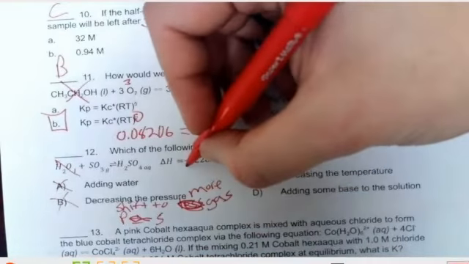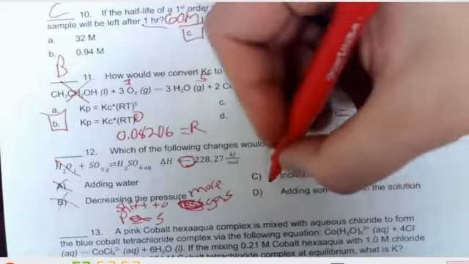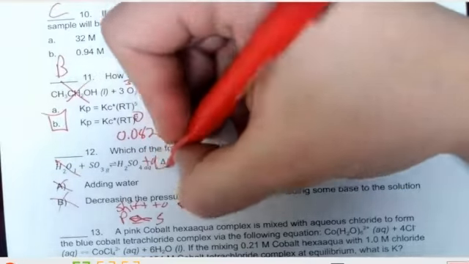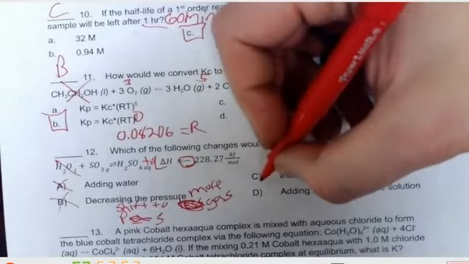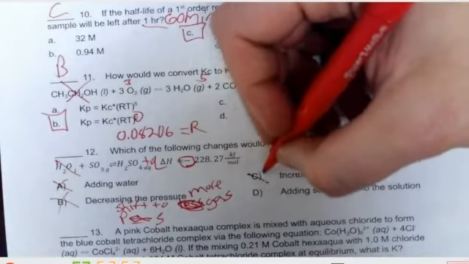So it's not B. The enthalpy is negative, so this is exothermic, which means heat is a product. You add temperature, you're adding a product. So it's going to shift towards reactants.